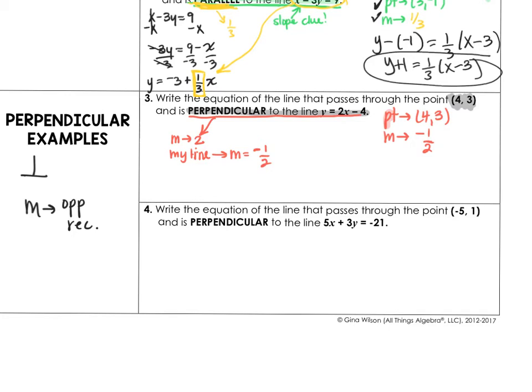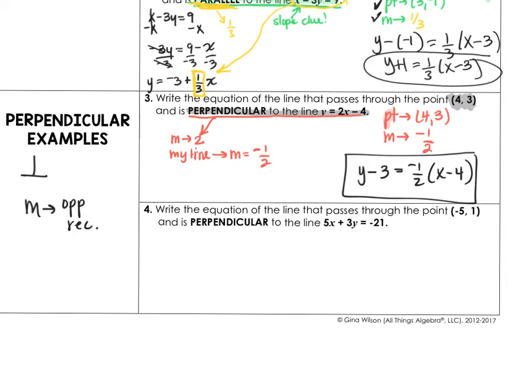I will now put it in point-slope form. y minus 3 is equal to negative 1/2 times (x minus 4), and I will change it from point-slope form into y equals mx plus b. Now guys, I'm not doing that step because at this point you should be able to do that step on your own and get the correct answer. And you can check that answer on Canvas. But you should be able to jump from point-slope to y equals mx plus b by now.